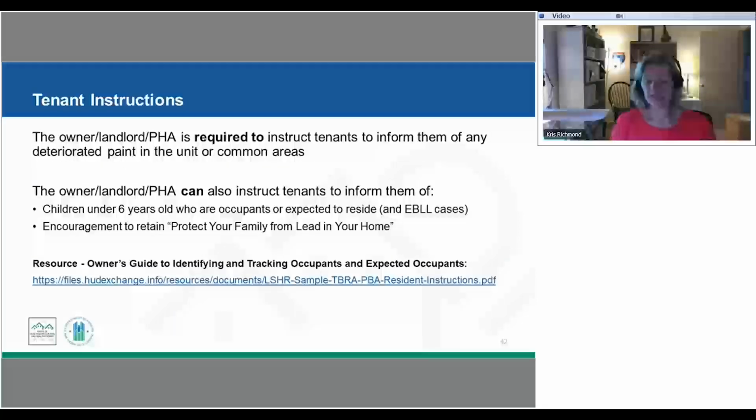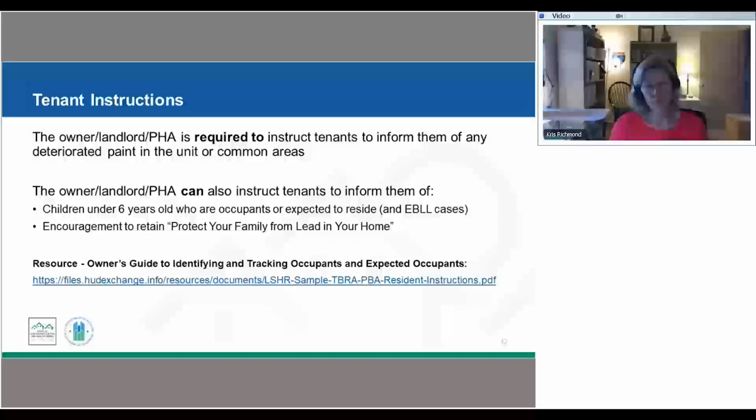For ongoing maintenance, it's also helpful to educate our tenants about how to live safely in a pre-1978 unit. We want tenants to be on the lookout for any deteriorated paint. The PHA is required to instruct tenants to inform them of any deteriorated paint in the unit or in the common areas. And deteriorated paint, this is paint that's peeling, chipping, cracked, perhaps it's being rubbed off by friction, such as a door jamb, perhaps even a stair or a window. Also includes painted surfaces that are damaged by water or damp, even if the paint is intact.